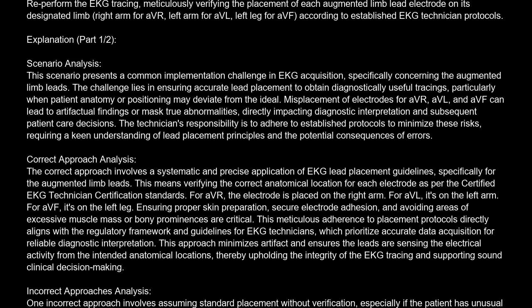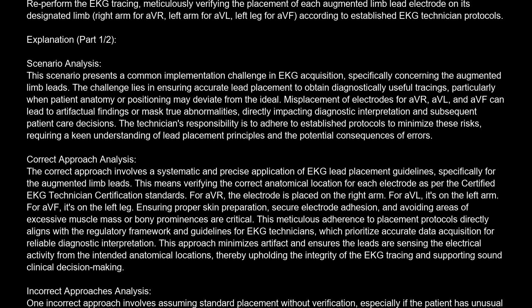This scenario presents a common implementation challenge in EKG acquisition, specifically concerning the augmented limb leads. The challenge lies in ensuring accurate lead placement to obtain diagnostically useful tracings, particularly when patient anatomy or positioning may deviate from the ideal. Misplacement of electrodes for aVR, aVL, and aVF can lead to artifactual findings or mask true abnormalities, directly impacting diagnostic interpretation and subsequent patient care decisions. The technician's responsibility is to adhere to established protocols to minimize these risks, requiring a keen understanding of lead placement principles and the potential consequences of errors.